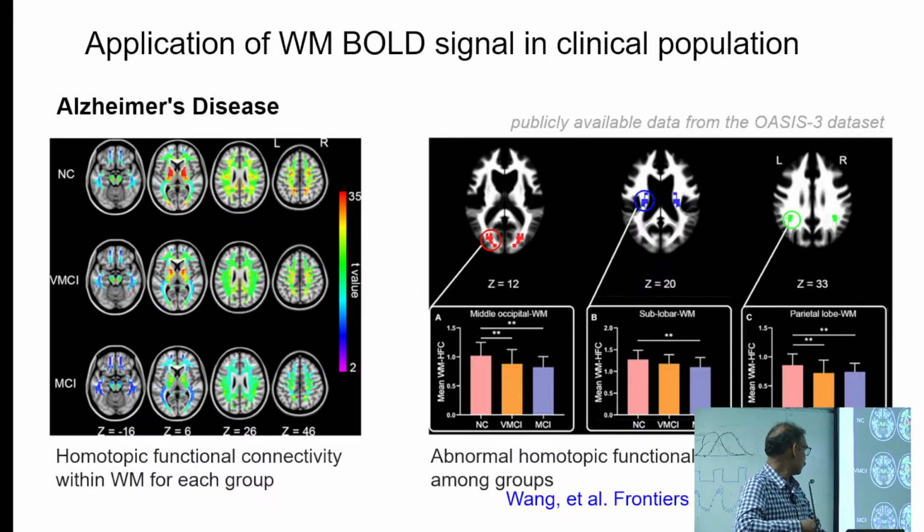So this is just showing homotopic differences between normal control, very mild MCI and MCI, and showing some of the differences in the white matter. And again, this is in the middle occipital white matter region, showing healthy control, MCI and very mild MCI, to show that there is a difference in this pattern and that it can be used.